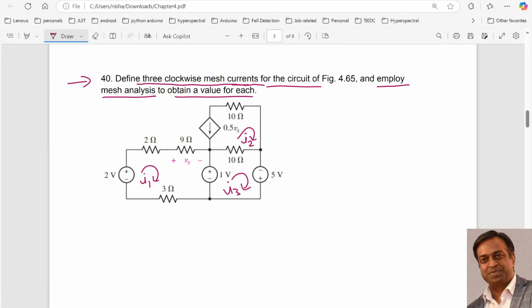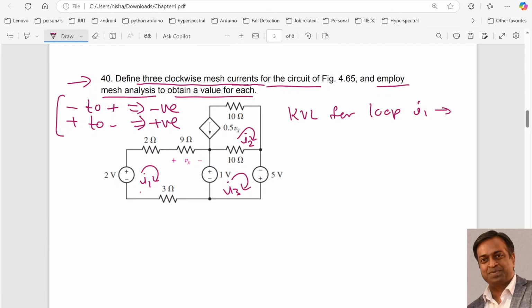So for this, first what we can do, we can apply the KVL for this loop I1. So KVL for loop I1. Again, following the convention, let me take minus to plus. If the polarity is changing from minus to plus, I will take it as negative. If the polarity is changing from plus to minus, I will take it as positive. We can also take the reverse of it. It will not change the answer.